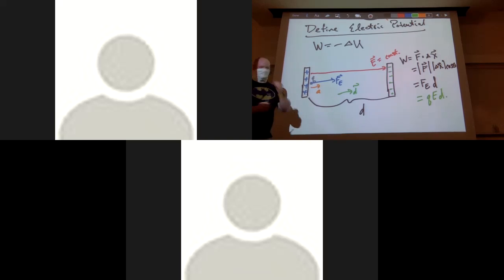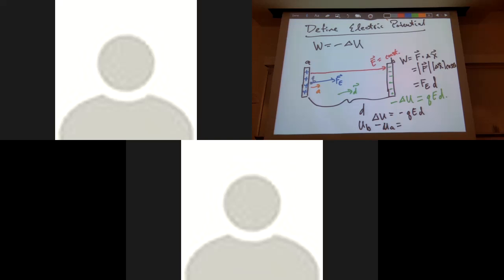Now, what we also know is by definition, this is equal to minus the change of potential energy. Now, let's call the left-hand side here A, and let's call the right-hand side B. So minus the change means what? So let's put the negative on the other side. So the change of potential energy is equal to negative the charge times the electric field times D. So this is equal to the final potential energy at B, minus the potential energy at A, is equal then to minus QE times D.